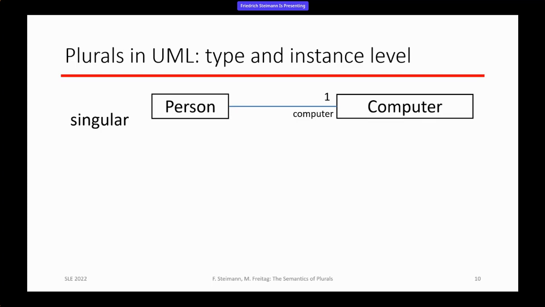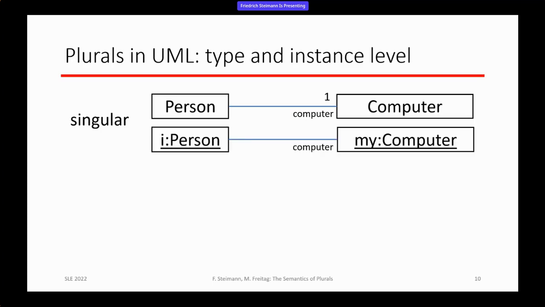Well, there's a class person, and I myself am an instance of this class, and then there's a class computer, and these two classes are related by an association or maybe an attribute of person named computer. And the singular case would express that in general, I can have only one computer. So I would find this on the instance level in this diagram. Myself is a person, I is an instance of person, and my is an instance of computer. And then I have this object diagram relating myself to my computer.